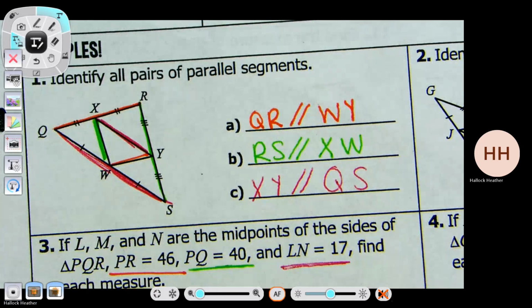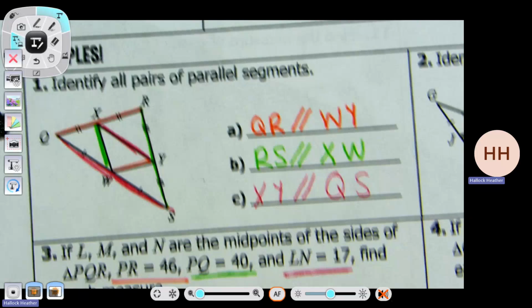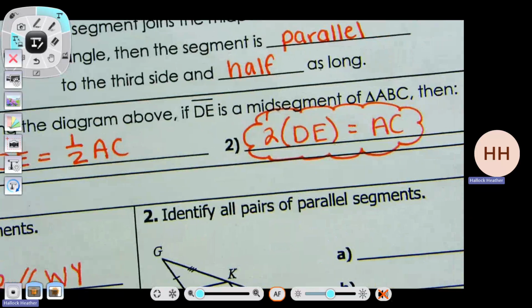Lines. Two. Up one. Oh, 2 times DE equals AC. So we're going to go on the back. We're going to do number, I forget what number it is. I got to flip my paper. Okay, we're going to do number 10.